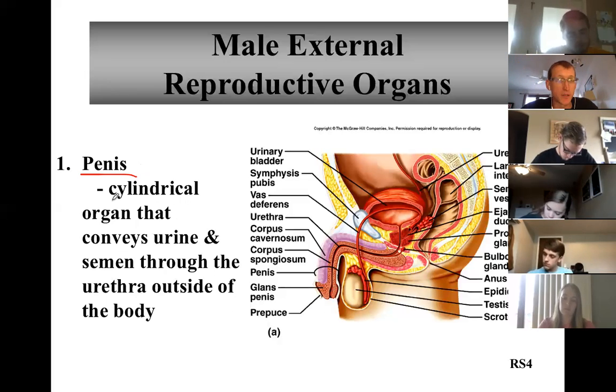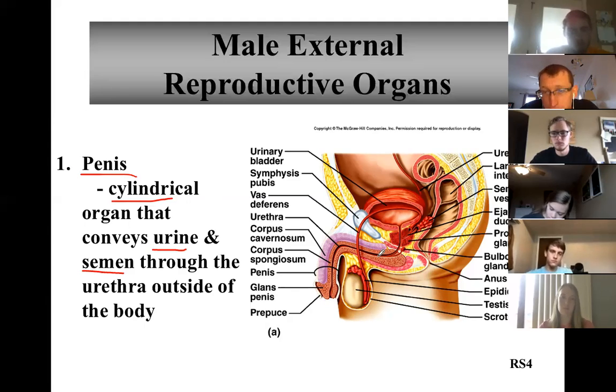It is a cylindrical organ, obviously, that is going to let urine come out of the body. It's going to let semen come out of the body, and they're going to come out through the urethra. That probably doesn't surprise you when you look at this diagram. You have your urinary bladder from last chapter with the urethra from last chapter, but it kind of converges here.